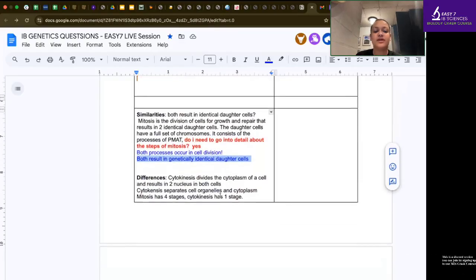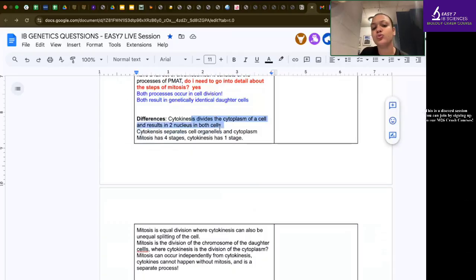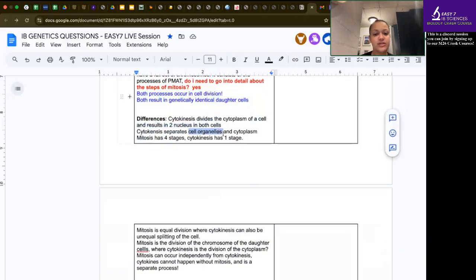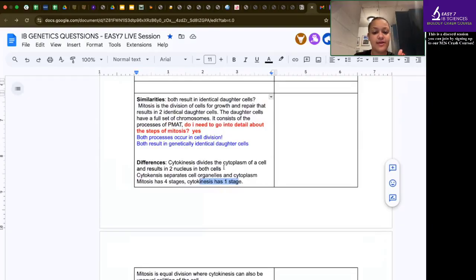And then in terms of cytokinesis, we know that cytokinesis divides the cytoplasm of the cell and results in two identical cells with two nuclei. Cytokinesis separates the cell organelles and the cytoplasm. Mitosis has 4 stages. So again, you've given me those differences. Whereas actually, again, I would prefer it if you put it in paragraph form and give me some intro sentences about the two processes, how they're both involved, and then explain the difference.